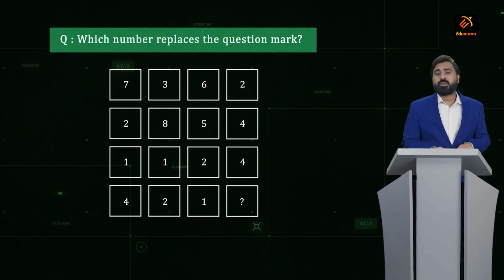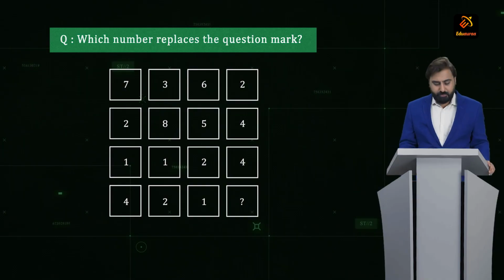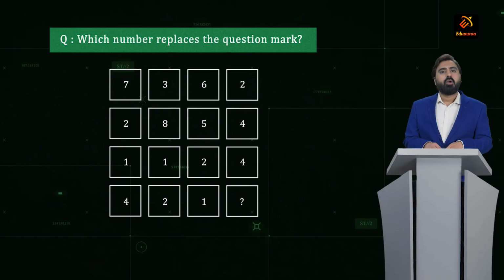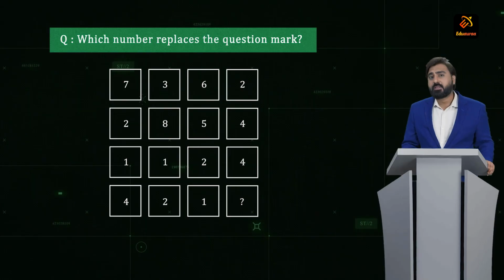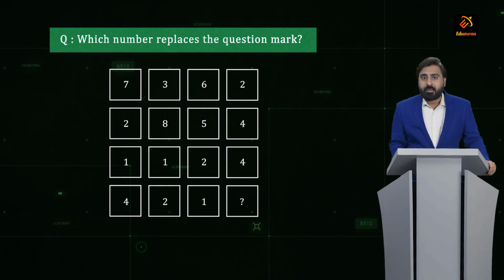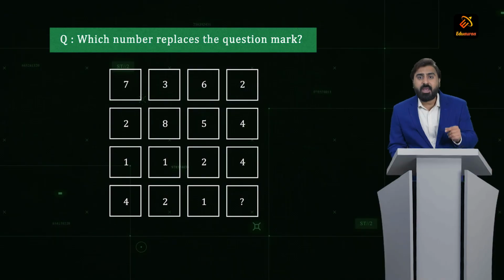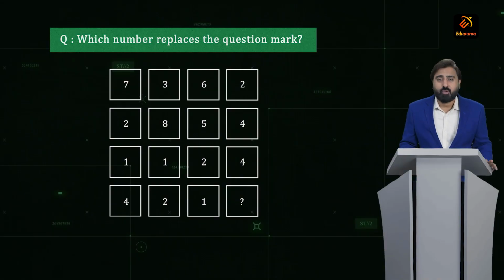So we are supposed to find this question mark. That means we are supposed to find the missing number. So students, how do we solve this? Now, let's say we are adding the first row. 7 plus 3 plus 6 plus 2, 10 plus 6, 16 plus 2, 18. When we add the second row, 2 plus 8, 10, 10 plus 5, 15, plus 4, 19. There is no relation, right? Now, when we add the third row, we are getting different numbers. That means addition of rows is not possible.